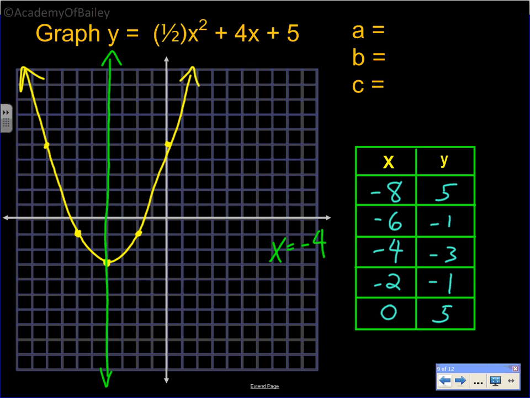And we notice that this point is 2 away, and that point is also 2 away. We notice this point is 4 away, and this point here is 4 away. Right here is your y-intercept, and that was letter C, your y-intercept.